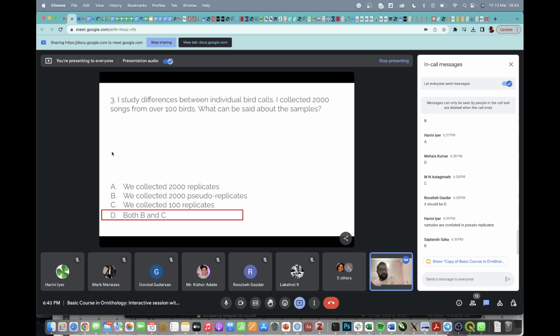But your question was, you're trying to study the difference between calls of individual birds. So then you will have a mean of this bird, mean of this bird, mean of this bird, and you try and study the difference between each bird. That's why it has 100 samples and not 2000 samples. So that's all I'm trying to say over here.